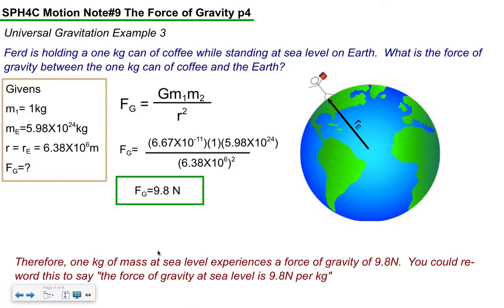1 kilogram of mass at sea level feels a force of 9.8 newtons, which sounds a lot like our acceleration due to gravity. And in fact, they're the same thing. So you could reword this to say the force of gravity at sea level is 9.8 newtons for every kilogram, per kilogram. And that makes this 9.8, just like it is our acceleration due to gravity, also something special called a gravitational field constant. So if ever you're wondering, we've been doing some calculations with forces, and it's like, well, what's a good number?